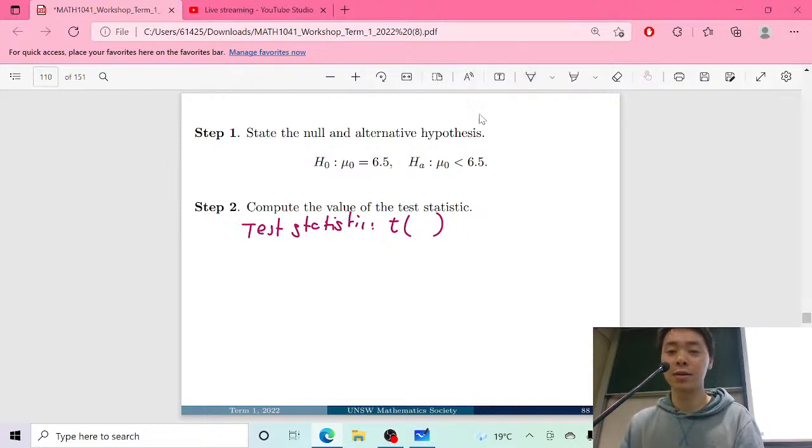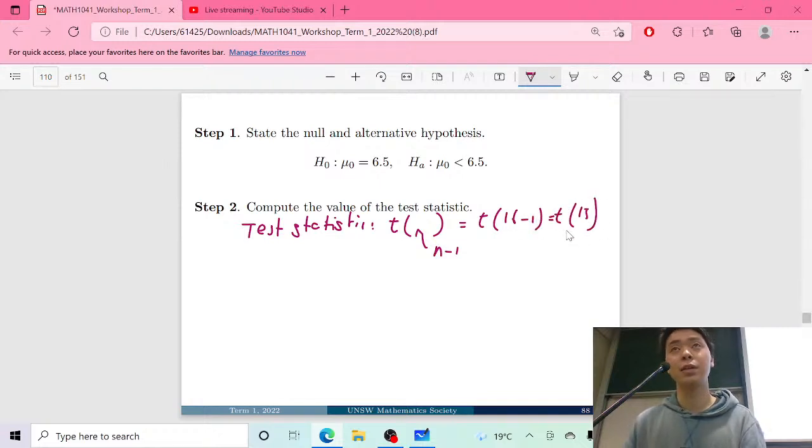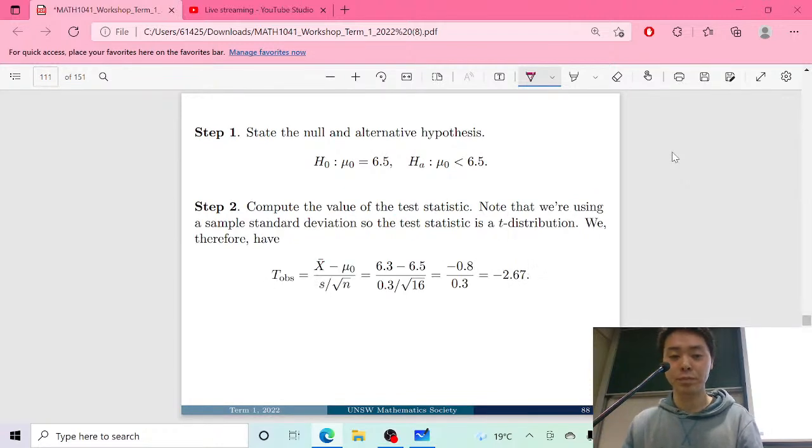And the degrees of freedom that we're going to have is always one less than the number of samples that we have here. So in this case, we had 16 samples. So the distribution of your test statistic is going to be 16 minus 1, which is t15. So we're going to have a distribution which is t-distributed, and it's going to have 15 degrees of freedom. Cool. And so what we can do is we can just compute this here.